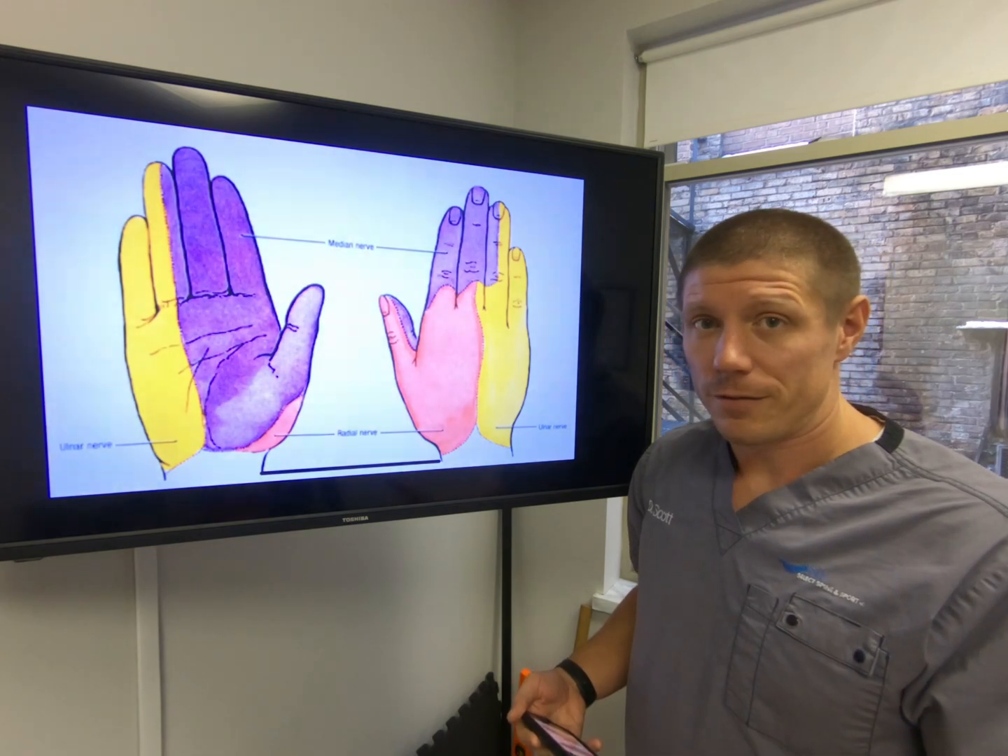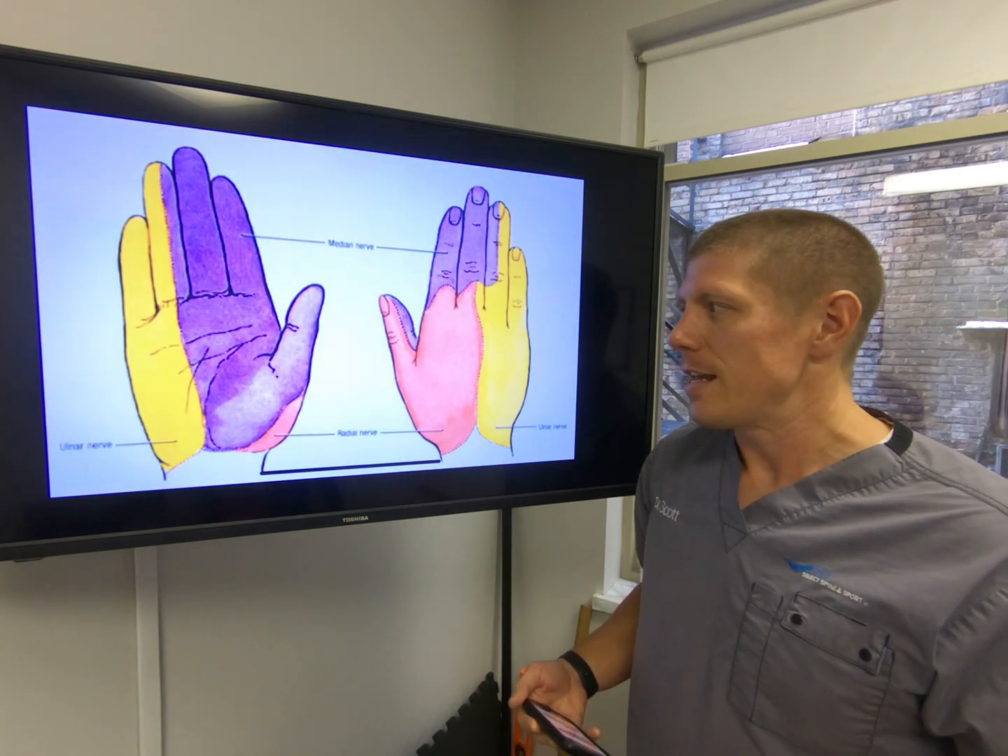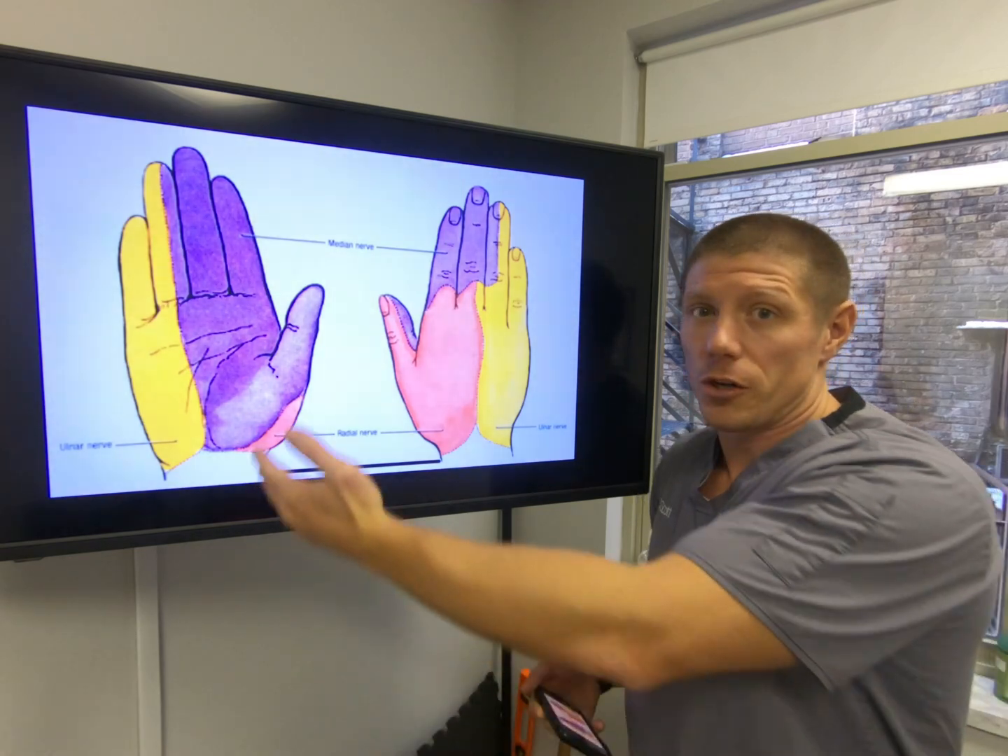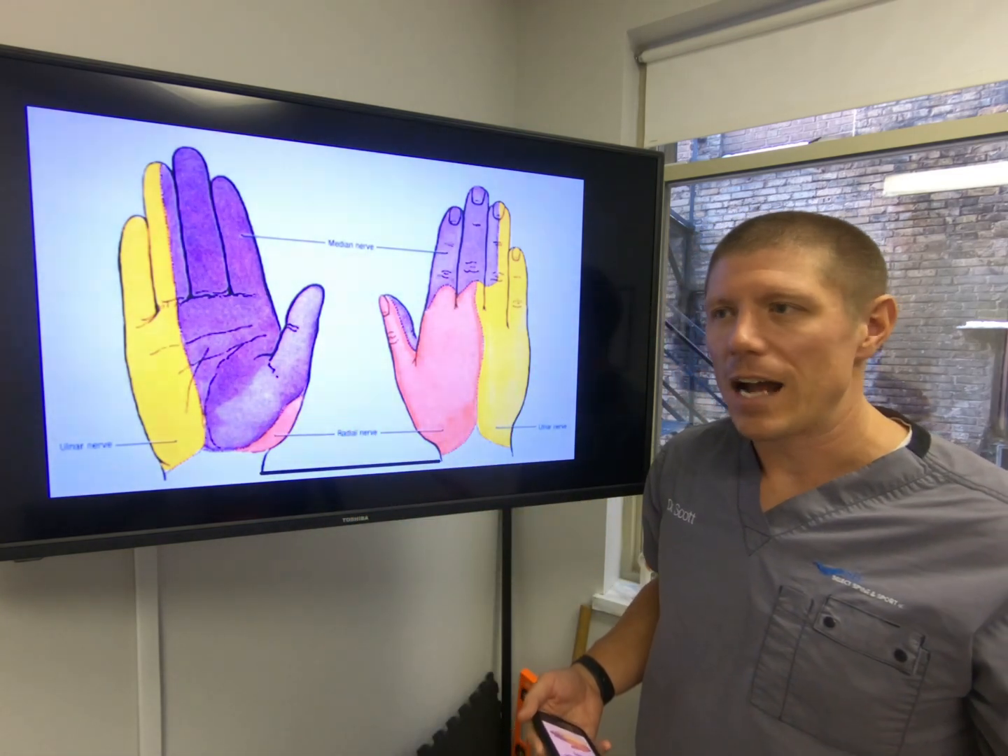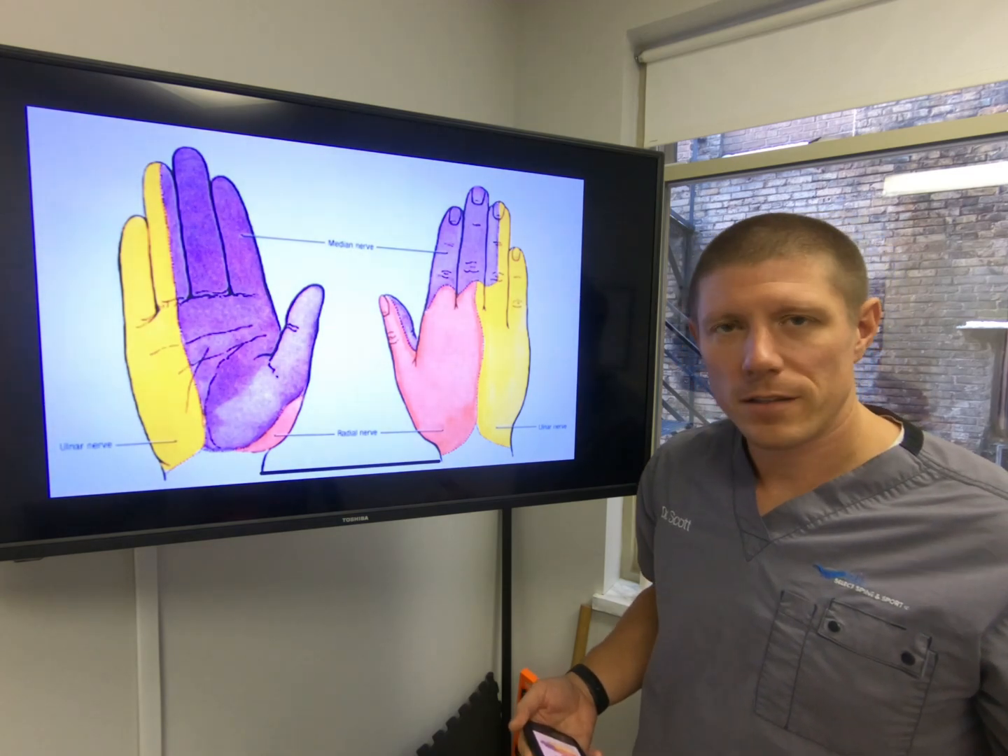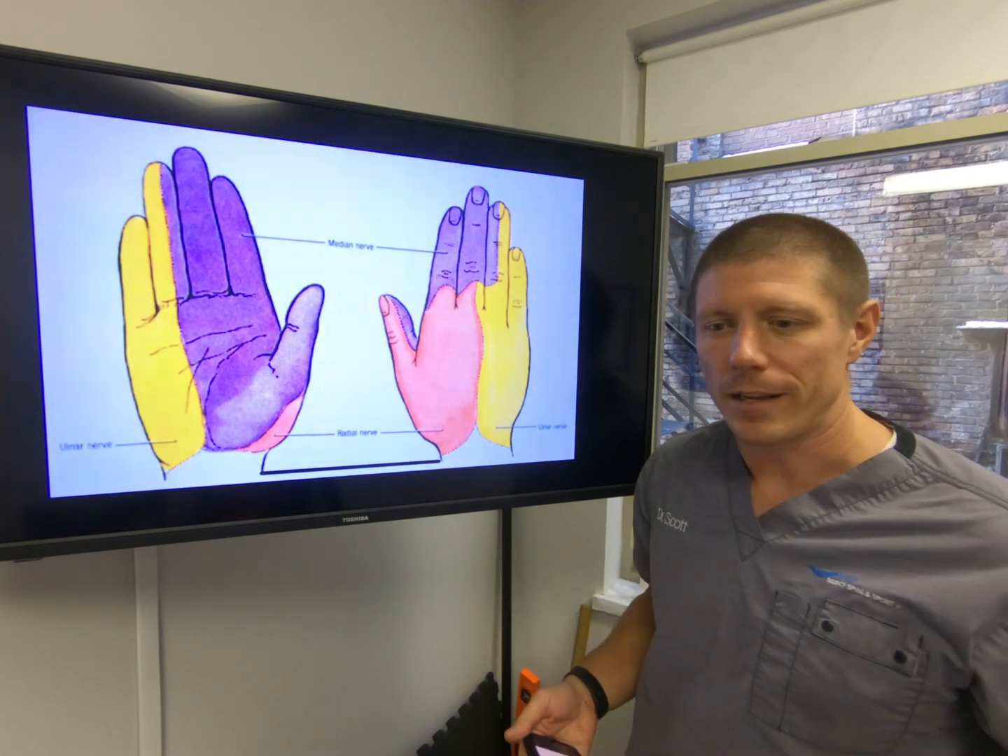Finally, the radial nerve. If it is affected, it's not really going to exhibit anything on your palm. It's going to be mostly on the back of your hand. But what if that's not the problem? What if it's something else? What if it presents differently?